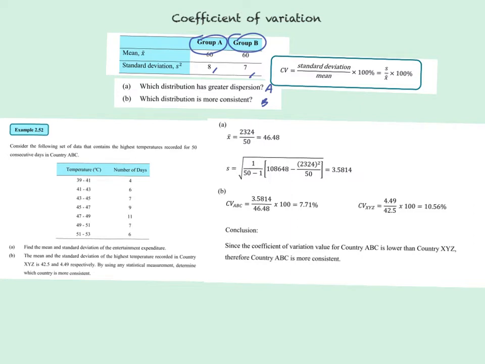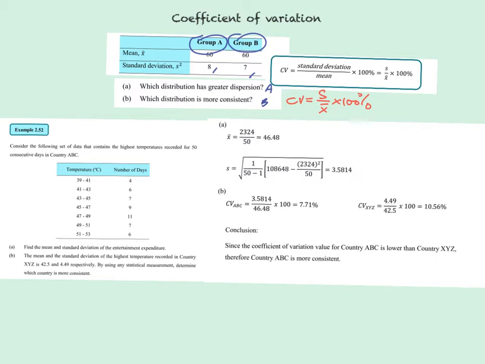If the data sets don't have an equal mean, we need to calculate the coefficient of variation in order to compare the dispersion of the data. So for the formula for coefficient of variation, we need to find the standard deviation, divide by the mean, and multiply by 100%. So this is the formula of CV.